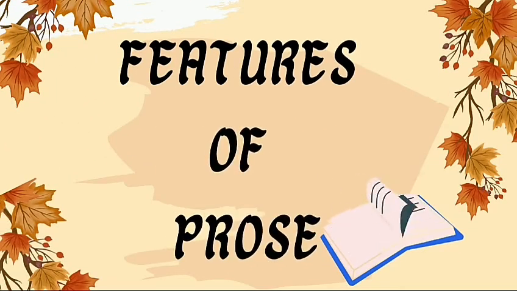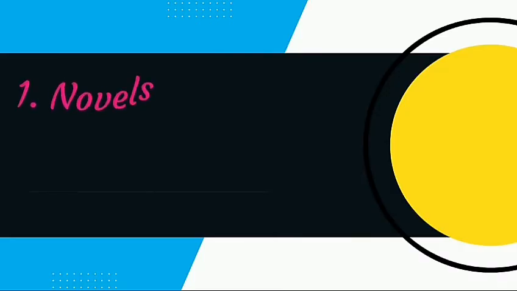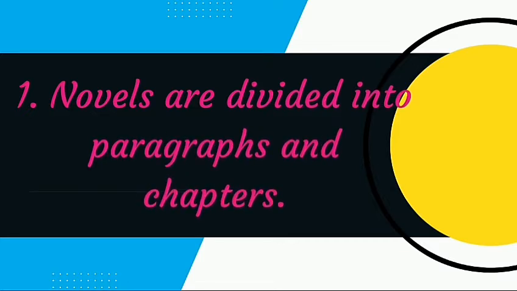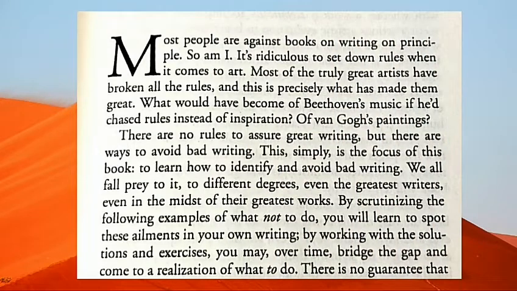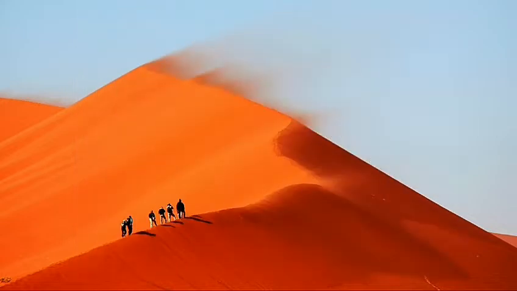Features of prose. What are those characteristics of prose that distinguish it from the other branches of literature? Let's find out. 1. Novels are divided into paragraphs and chapters. No other branch of literature has this feature. Paragraphs are usually indented. Indentation is a blank space between a margin and the beginning of a text. That little blank space you leave before you start writing is known as indentation.